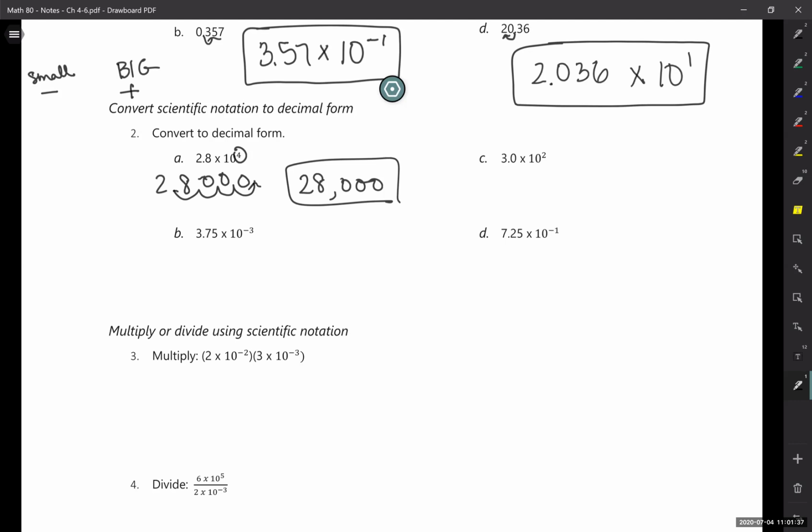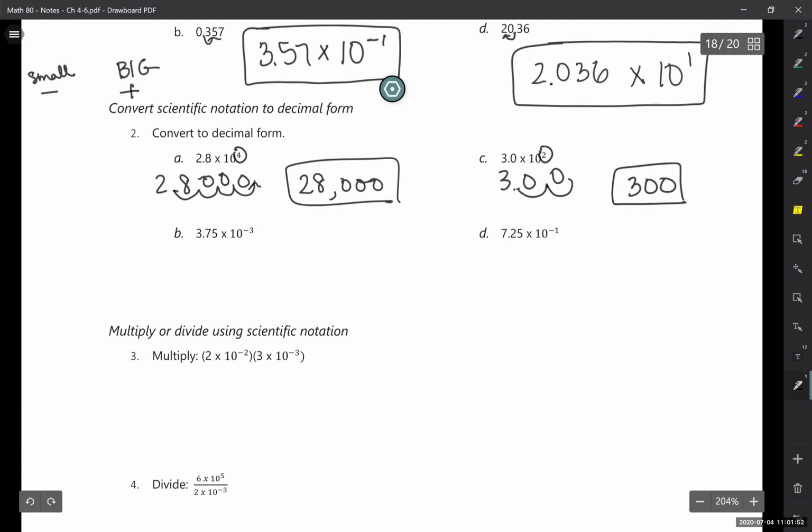So let's jump to C because it also has a positive exponent. So I have 3.0, and I'm going to move the decimal 2 places. Since it's positive, it's going to be a big number. 1, 2, that's the number 300. And that makes sense because this is a 3, and a 10 squared is 100. So 3 times 100 is 300.